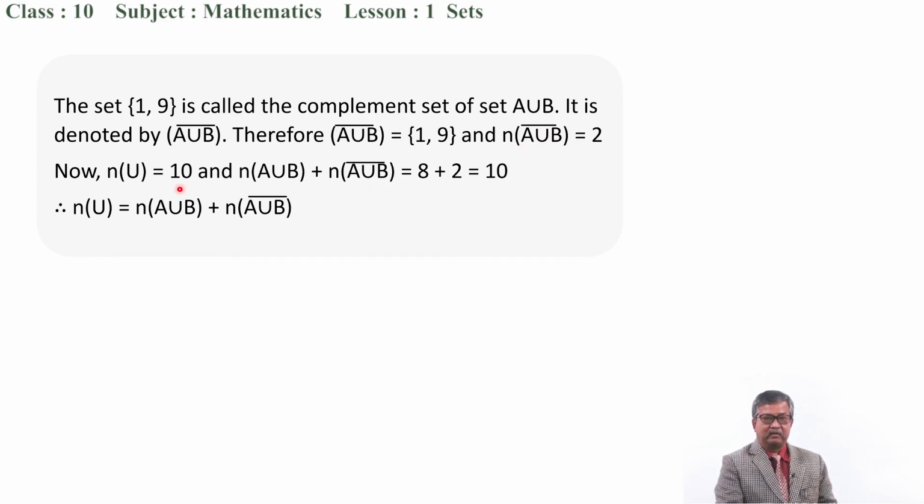But how many elements are in the universal set U? 10. Yes, 10. So the cardinal number of A union B plus the cardinal number of (A union B) complement: A union B has how many elements, as we discussed before? 8. Now the complement has how many elements? 2. That's why 8 plus 2 is 10. So from this we can say that the cardinal number of U is equal to the cardinal number of A union B plus the cardinal number of (A union B) complement. So this is also one result.